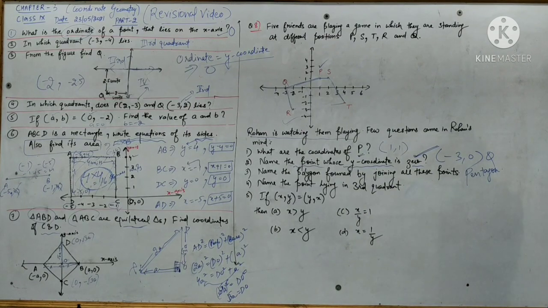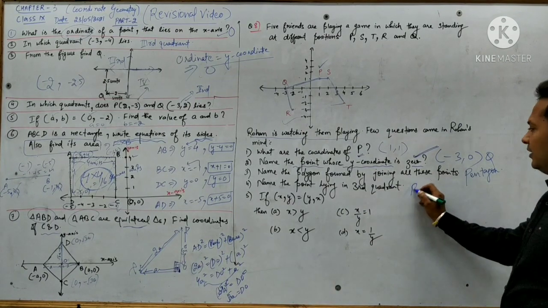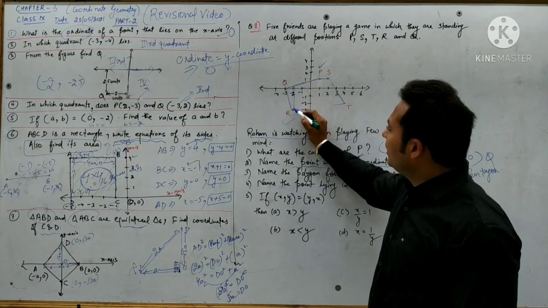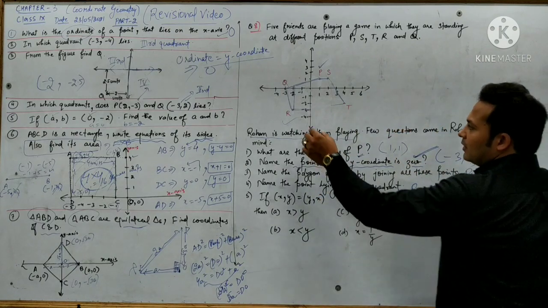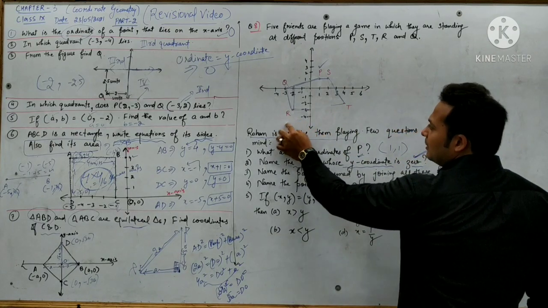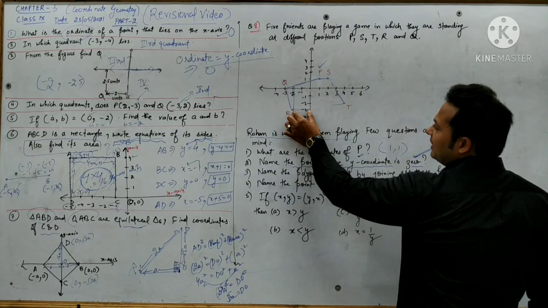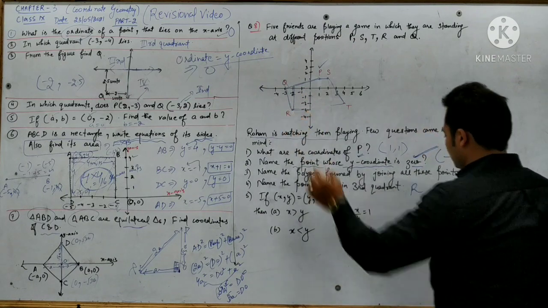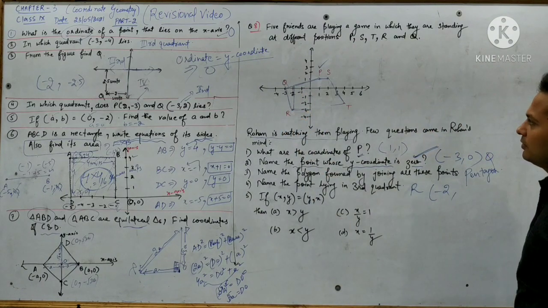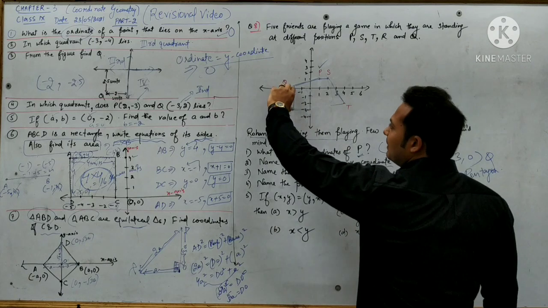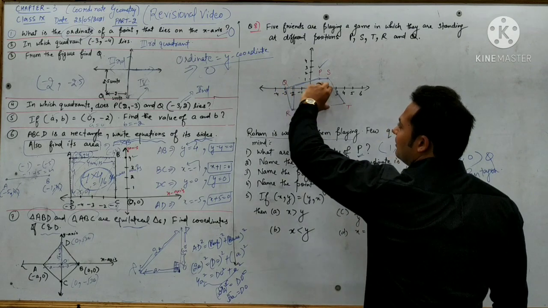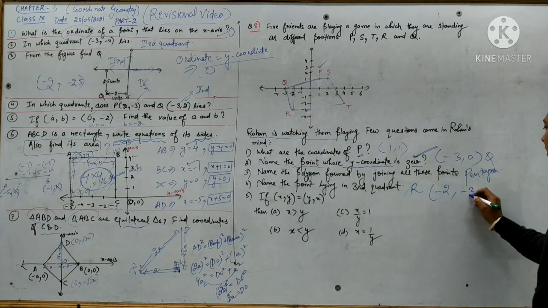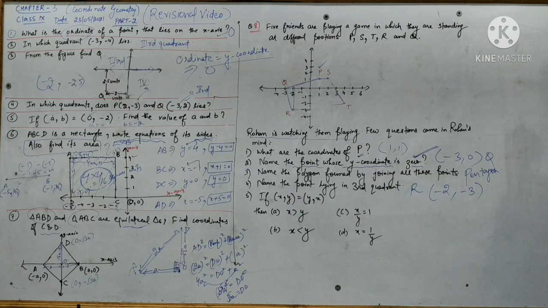Name the point that is lying in the third quadrant. This point is R and we are to calculate its coordinates. See bache, the abscissa is the perpendicular distance of this point from y-axis. So the perpendicular distance of this point from the y-axis is minus 2. So our abscissa is minus 2. And ordinate is the perpendicular distance from x-axis and the perpendicular distance of this point from x-axis is 3 units and it's lying downside of the origin, that's why it's minus 3.